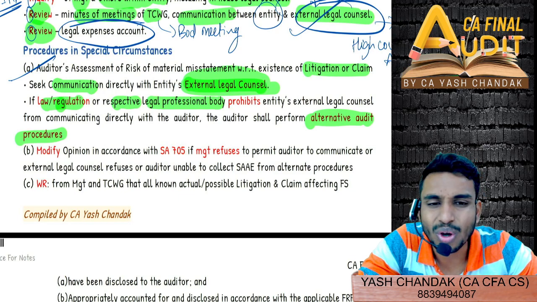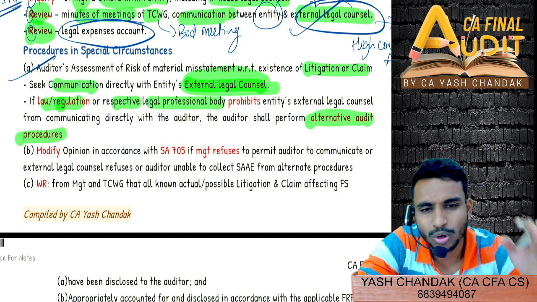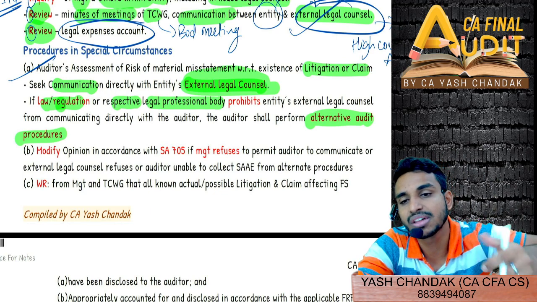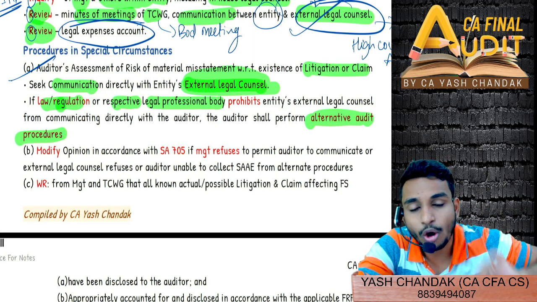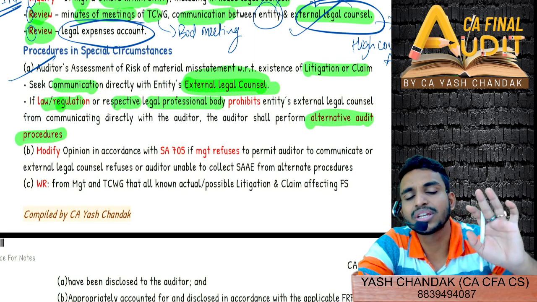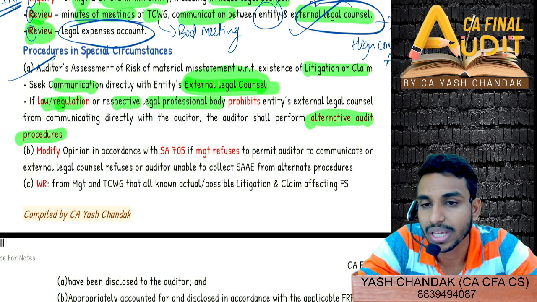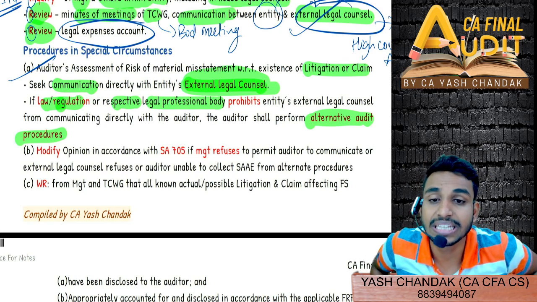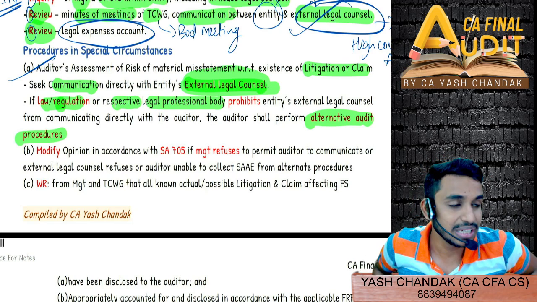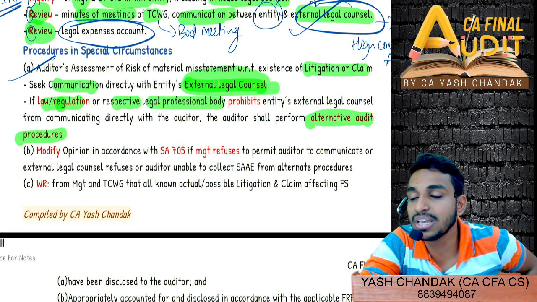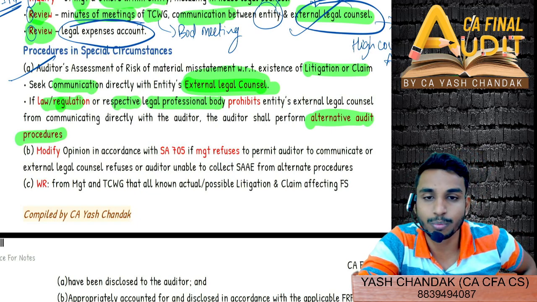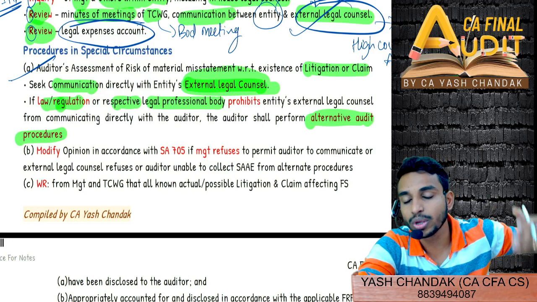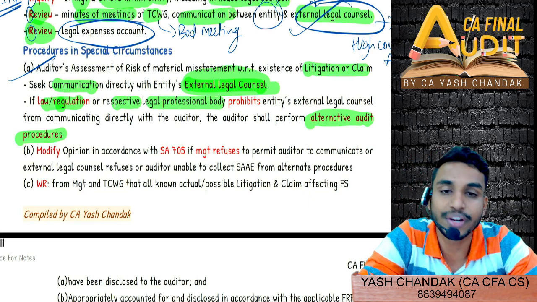If management does not accept your modification, that means management is saying, okay, don't worry, we will win the case. Why are you modifying the opinion? We are saying in our notes that we will win the case, therefore no need of provisioning. However, according to the auditor, provisioning was required, or at least a note in the contingent liability section was required. Therefore the auditor is modifying the opinion, because he feels that if the case is not won by the entity, then it might hamper the going concern, and that is what the auditor is concerned about. So he will accordingly issue a modified opinion.